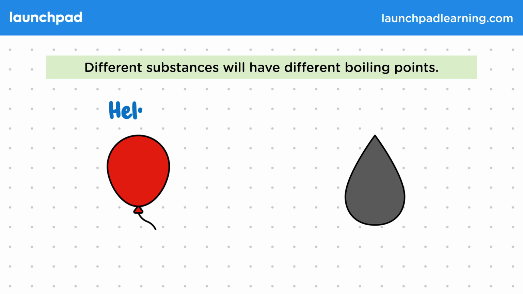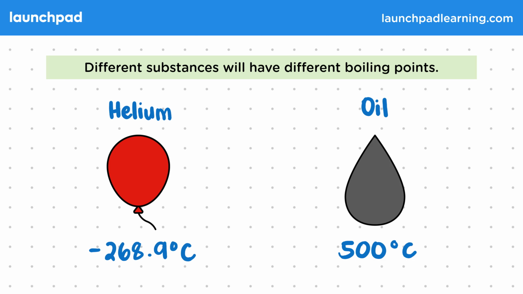For example, helium has an approximate boiling point of minus 268.9 degrees Celsius, and oil has an approximate boiling point of 500 degrees Celsius. This is why helium is a gas and oil a liquid at room temperature. For your exam, you don't need to know the values of boiling points besides water, but you should be able to identify the state a substance would be in given its boiling point.